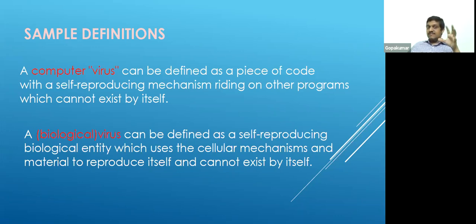In the same way, a biological virus can be defined as a self-reproducing biological entity which uses a cellular mechanism and material to reproduce itself and cannot exist by itself. So you can see a lot of similarity in the way they work. That is very interesting. We don't know whether the person who wrote the first computer virus might have studied the biological virus and its working principle, and adopted that mechanism.